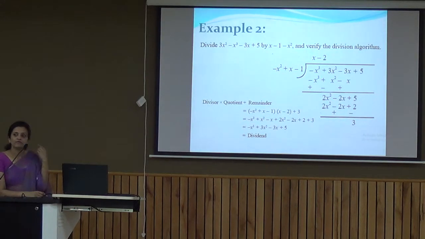Now, when we have to verify the division algorithm, it takes divisor into quotient plus remainder. That is, what is the divisor? Minus x square plus x minus 1 into the quotient x minus 2. So that is one term. We'll have to multiply that first and to the answer add 3. That will give you the final answer as the dividend. Please do not get confused as x minus 2 plus 3. No. We'll have to use BODMAS rules here.